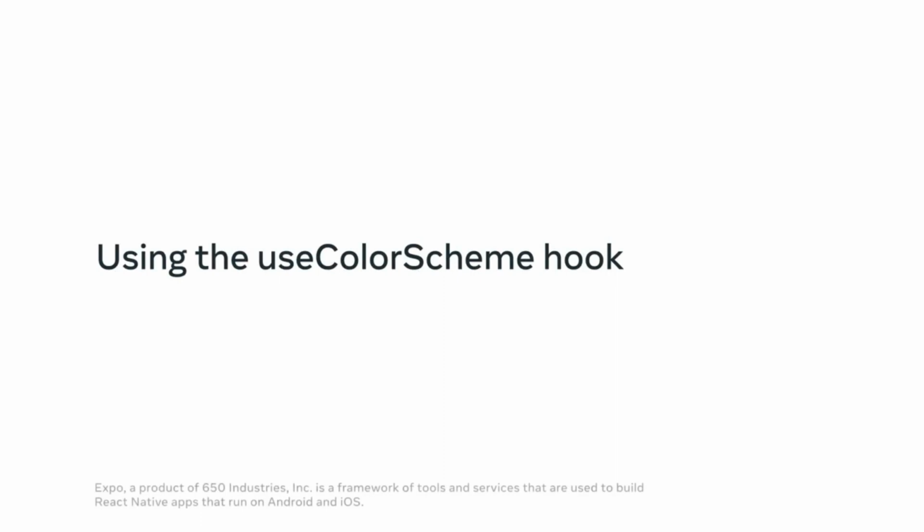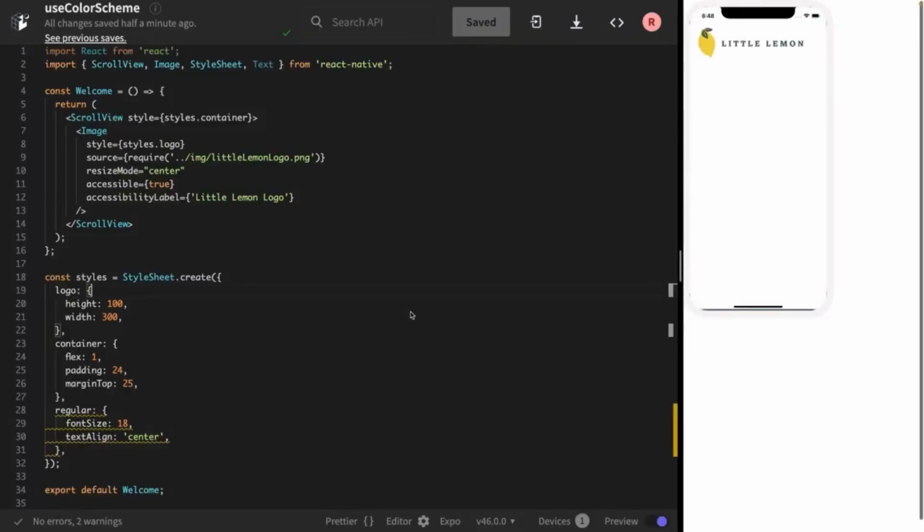In this video, you'll learn how to use a built-in hook in React Native called useColorScheme. This hook provides and subscribes to color scheme updates from the Appearance module in React Native. So what exactly does that mean?